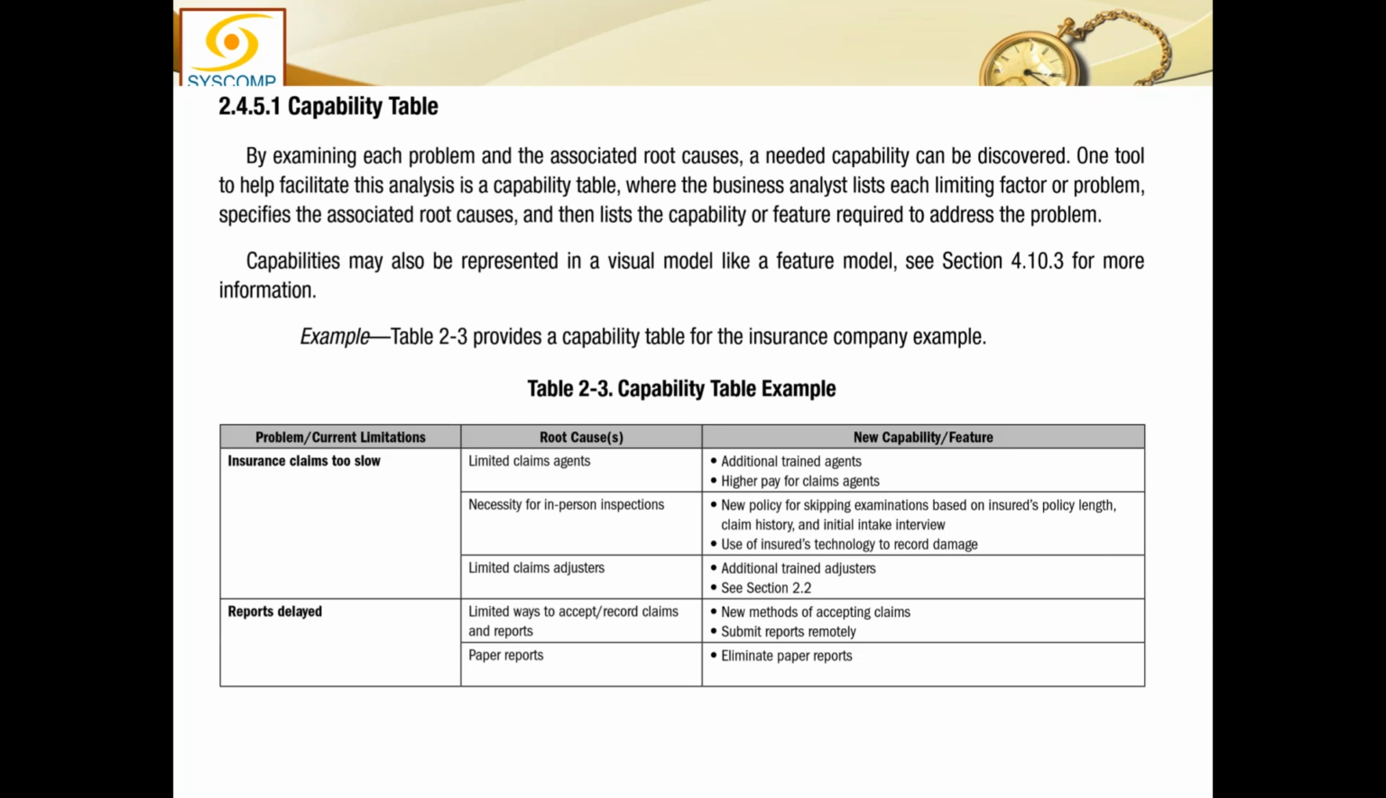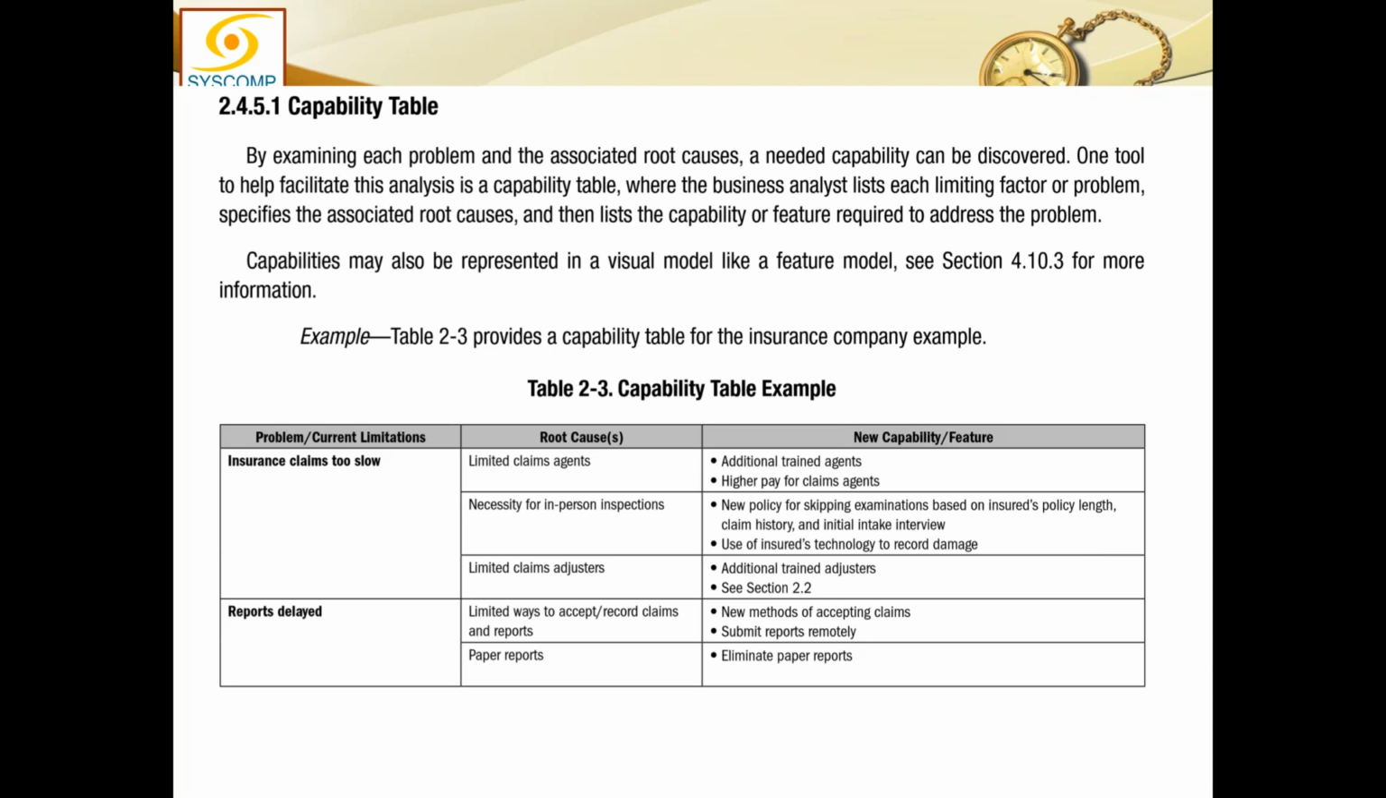Limited ways to accept record claims. Use new methods of accepting claim, maybe by email, maybe by other means. Submit report remotely rather than physically. As far as the paper reports are concerned, eliminate paper reports.